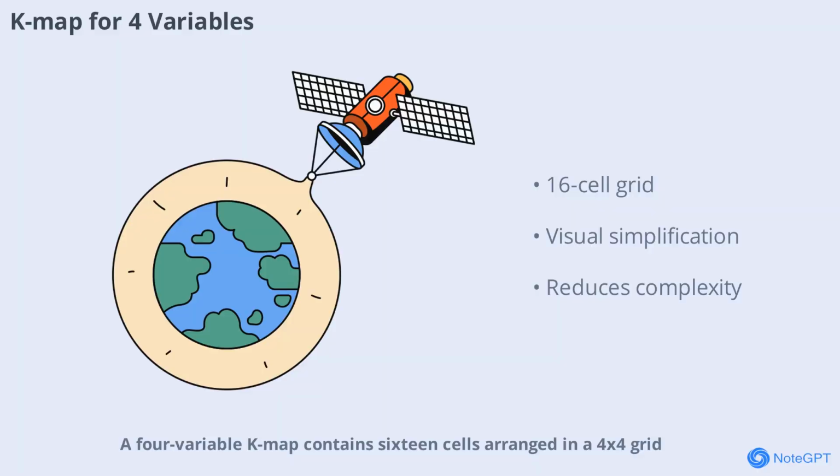A 4-variable K-map contains 16 cells arranged in a 4x4 grid. This allows for even more complex functions to be simplified visually. By grouping adjacent cells with the same output, we can minimize the logic expression, often leading to significant reductions in circuit complexity. K-maps are a powerful tool for both students and professionals in digital design.